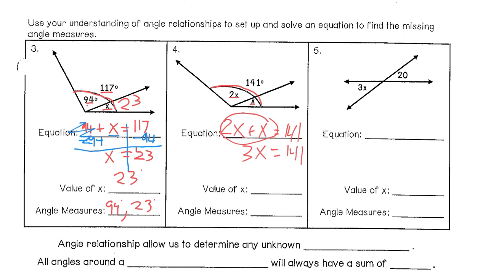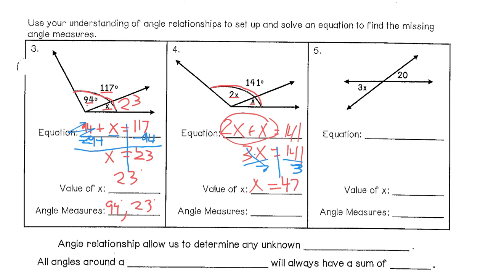Now we have to use our algebra skills. This says 3 times x, so the way to get rid of that 3 is to divide by 3. That gets rid of the 3, and we get x equals 141 divided by 3. I'm going to clean this up just a little bit so it looks nicer. We are dividing 141 by 3, which gives me 47. So when it asks what is the value of x, it is 47.